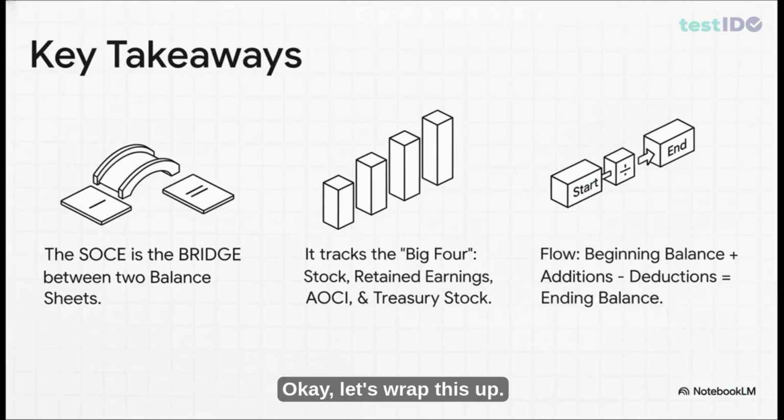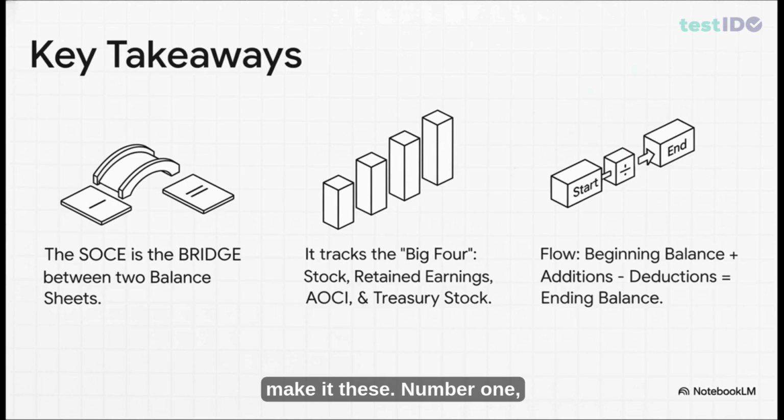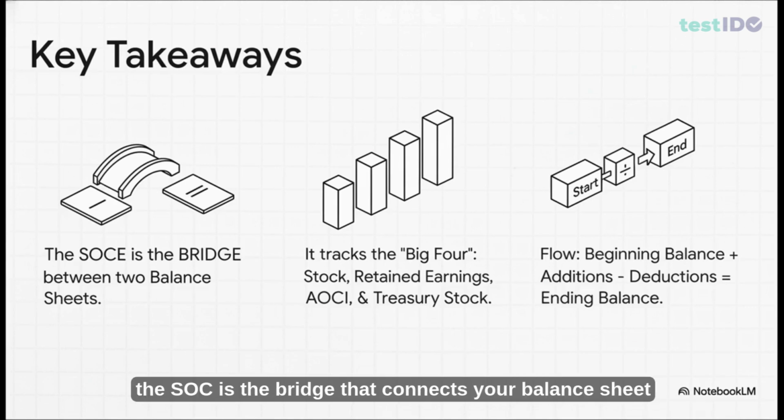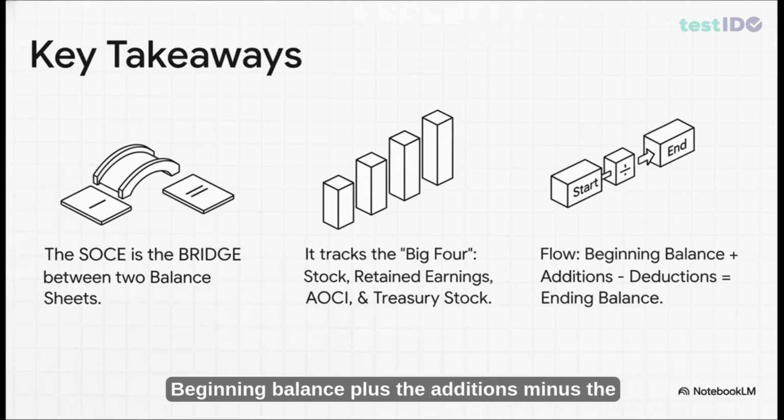Okay, let's wrap this up. If you only remember 3 things from our chat today, make it these. Number 1, the SOC is the bridge that connects your balance sheet from the start of the year to the end. Number 2, it tracks the big 4 equity accounts: stock, retained earnings, AOCI, and treasury stock. And number 3, it all boils down to that one simple formula. Beginning balance plus the additions minus the deductions equals your ending balance.